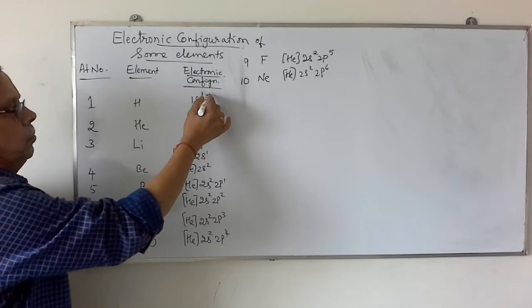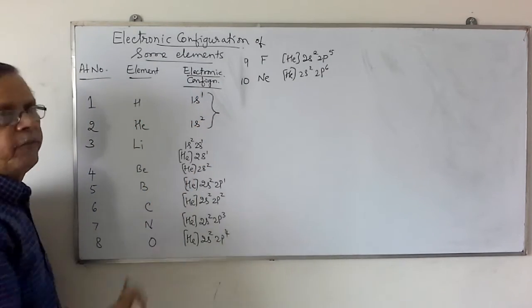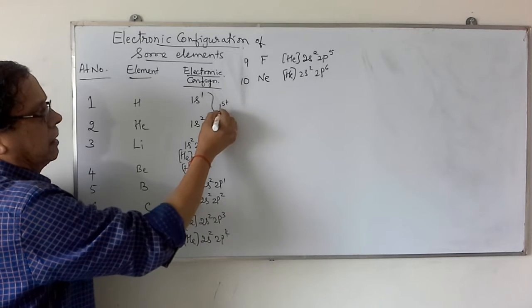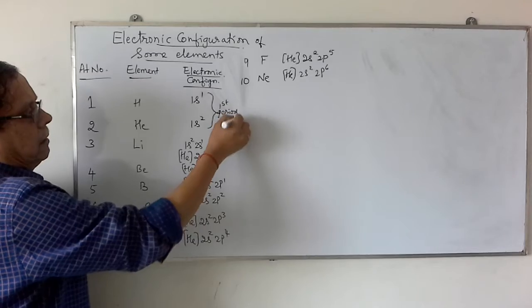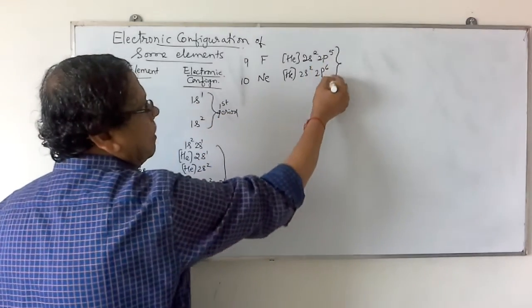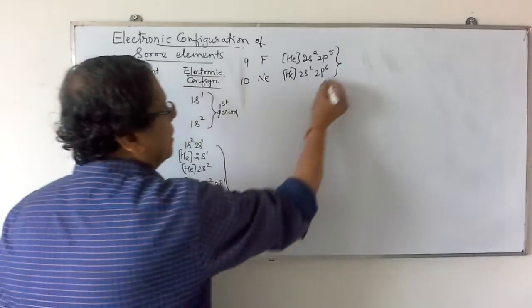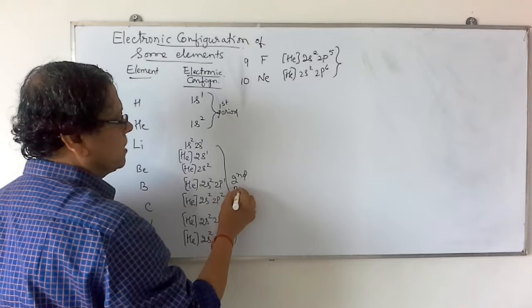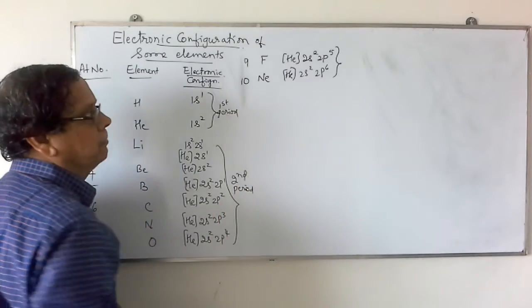Since these two have electrons in the first orbit itself, these belong to the first period. Then all these contain electrons in the second orbit. That's why these are considered as the second period elements. These elements are present in the second period of the periodic table.